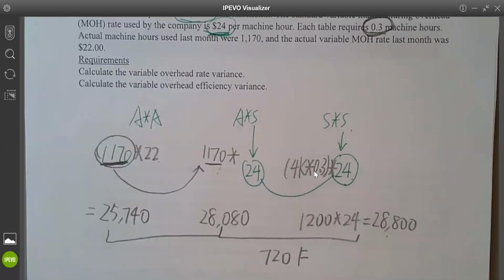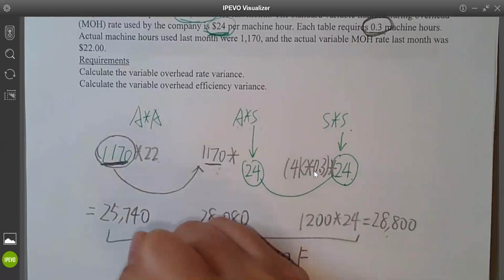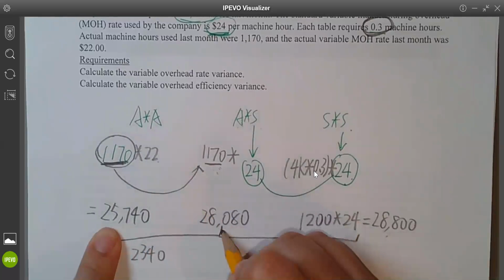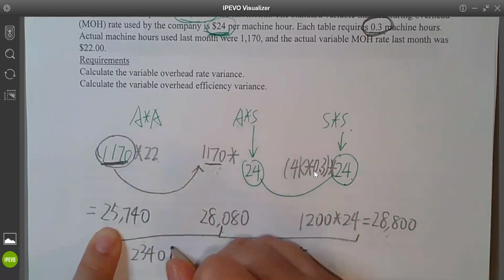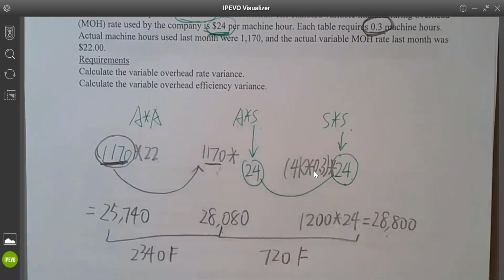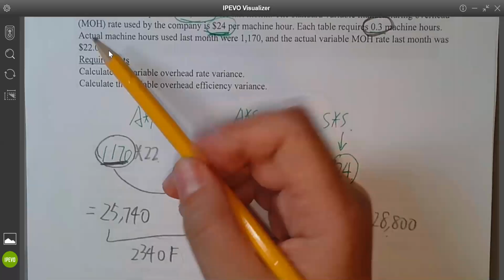And then for this one, 28,080 subtract 25,740 gives me 2,340. My actual cost is lower than my budgeted, so it will be favorable. Okay, so this one, we call it what? This one is the rate variance.